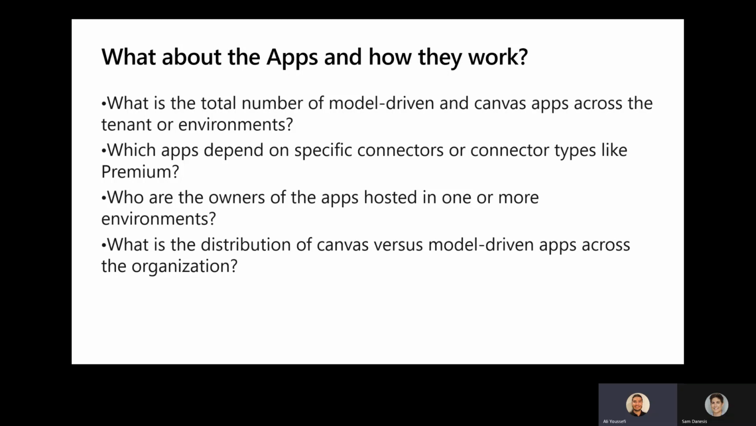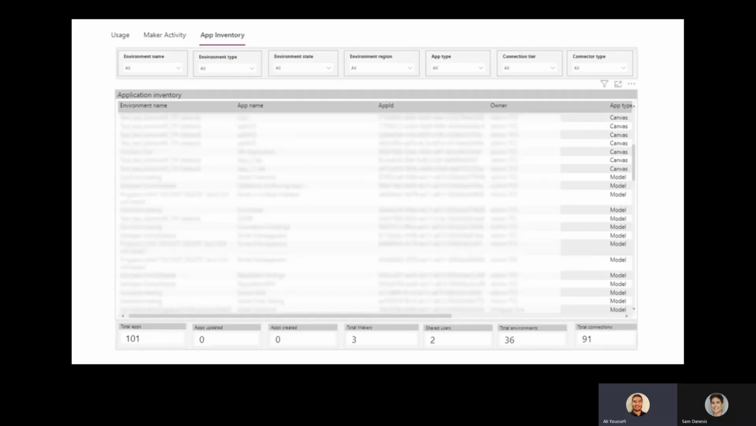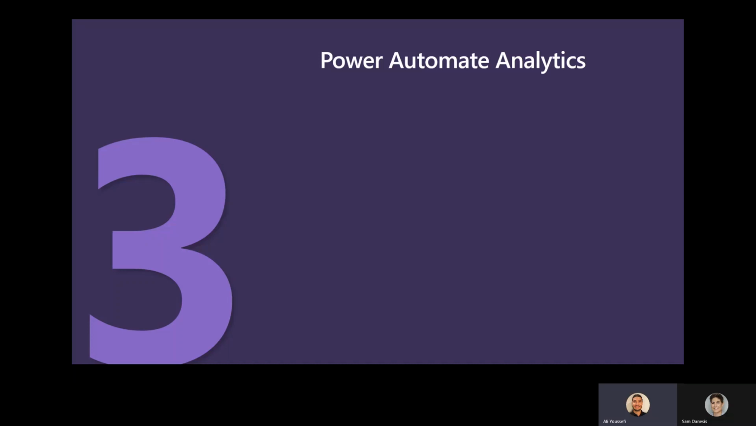So let's go ahead and look at the Power Automate Analytics. Before we do that, here's just a quick screenshot of the app inventory. Once you turn this on, you'll get 3 tabs available: usage, maker activity, and app inventory. And there's an example of what the app inventory would look like with the slicers at the top. Okay, so we're going to now look at Power Automate Analytics.